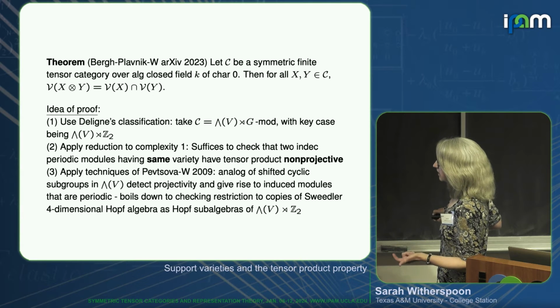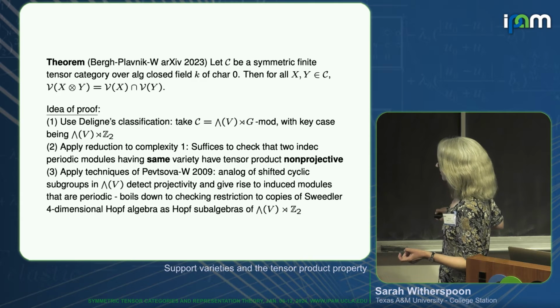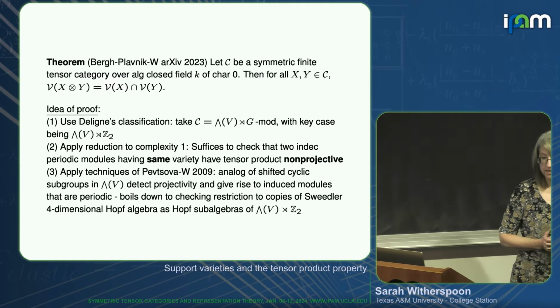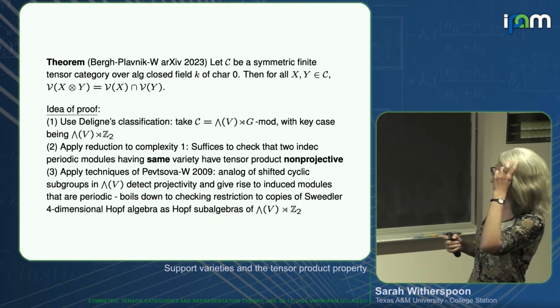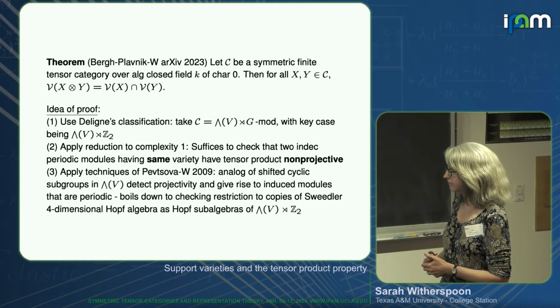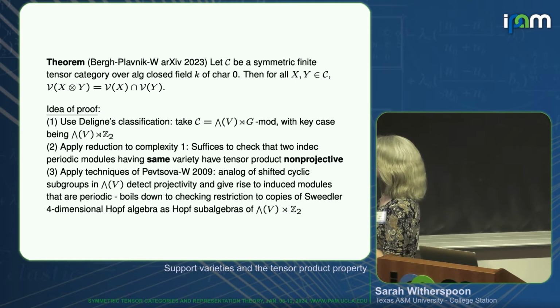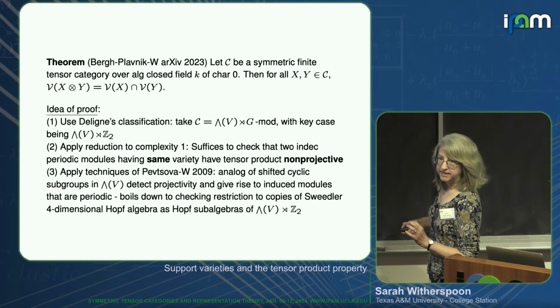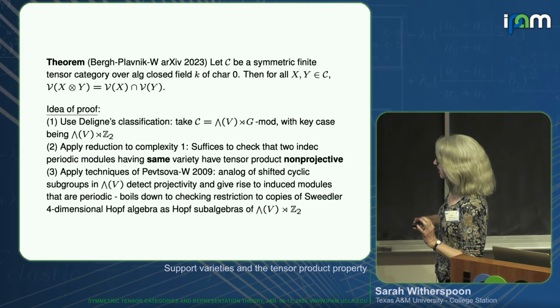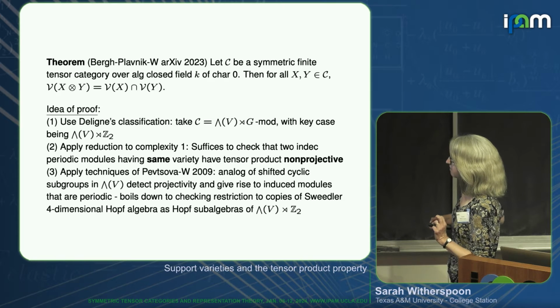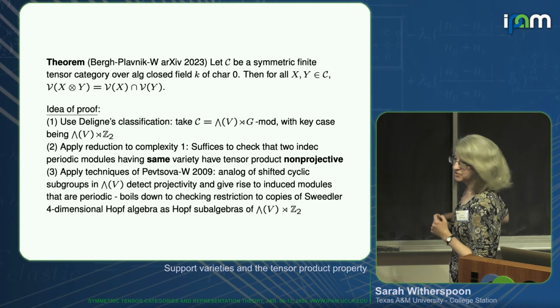So going back to work that I did with Julia Pevtsova some time ago, we were looking at some quantum groups that had these sort of analogs of shifted cyclic subgroups that the theory originally comes from finite group representations. So these are just some very small subalgebras that detect projectivity. And so we're going to want to restrict to those. And there's a bit more involved. You can induce modules and get periodic modules. But it all boils down to just checking that the restriction to copies of the Sweedler 4-dimensional Hopf algebra, checking what happens to your modules.